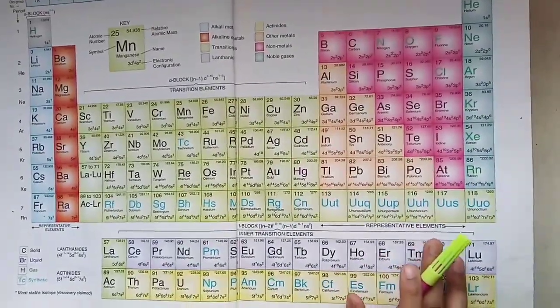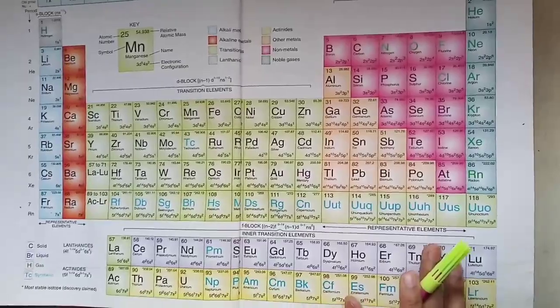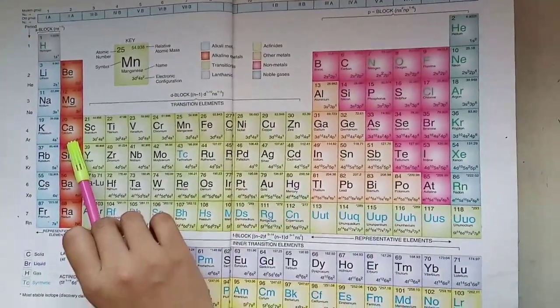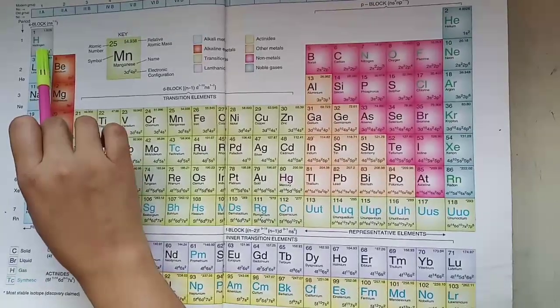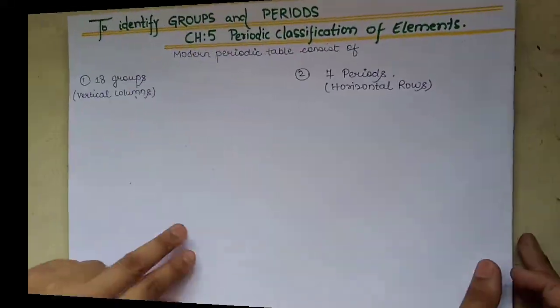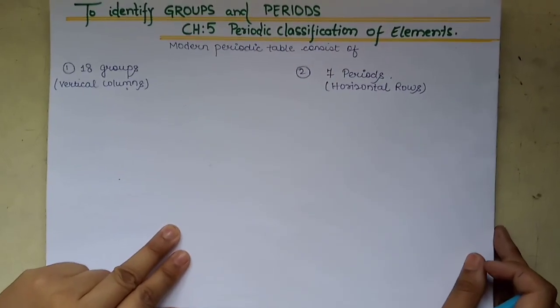According to the class 10th syllabus, students should be crystal clear about the elements up to atomic number 20, that is up to calcium, from hydrogen, atomic number 1, to calcium, atomic number 20. Now let's come to finding the period number.